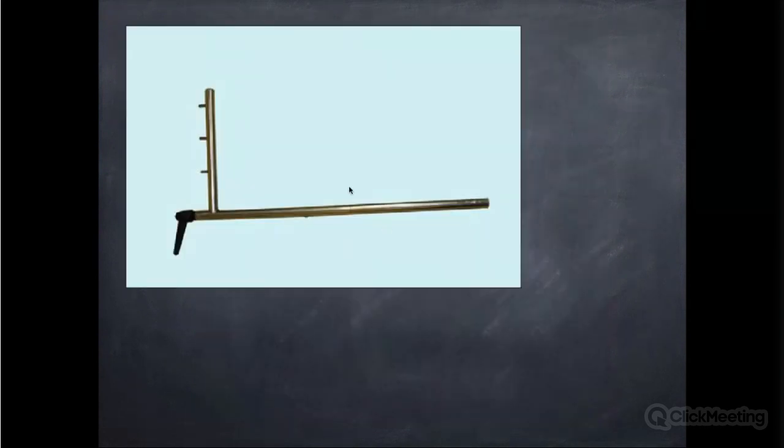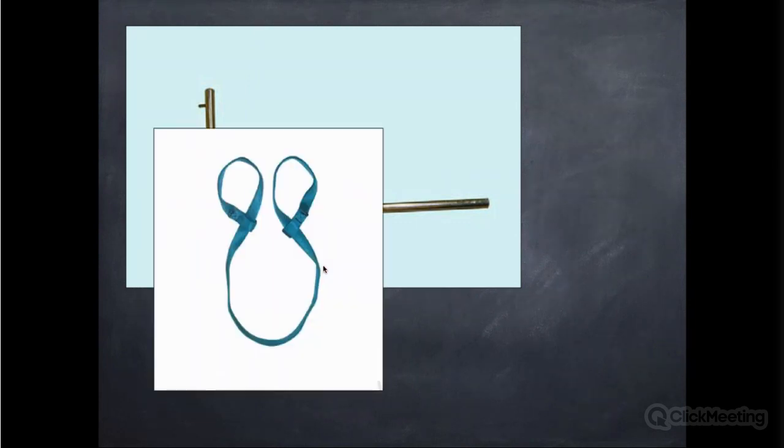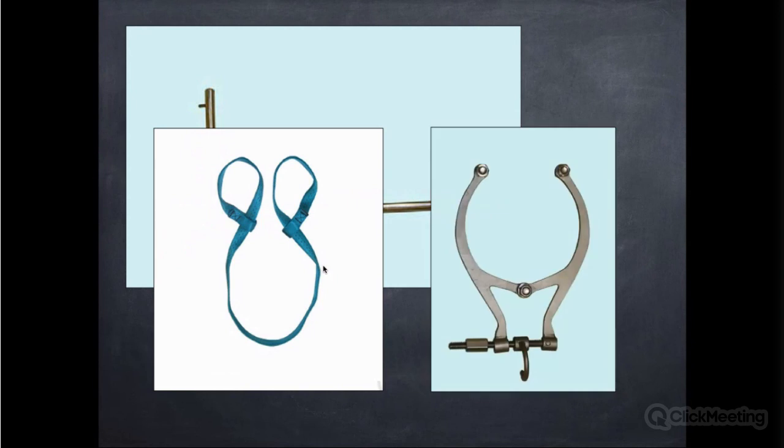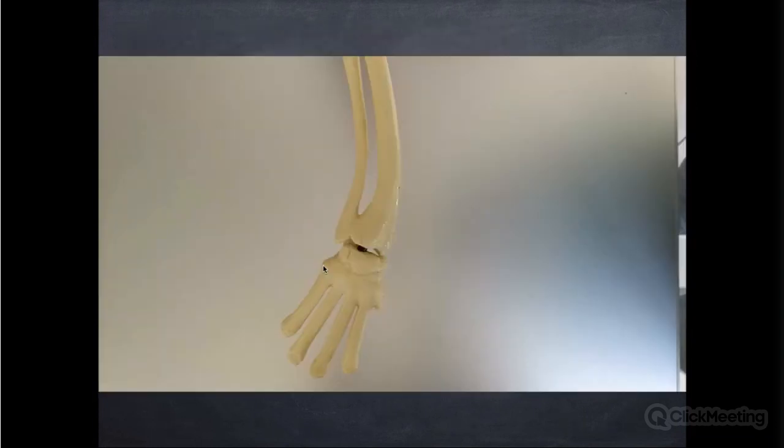The traction bar is simply a bar that can be lengthened by rotating this knob so that it will apply progressive distraction. And we can use this device. This is just a traction belt, and this is the traction stirrup. Let's check in detail how we can use them.